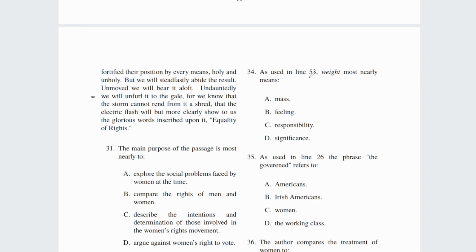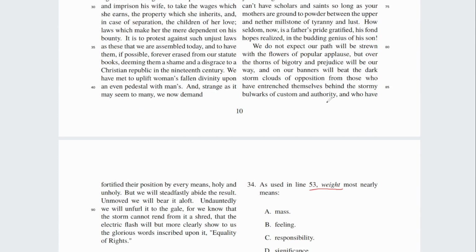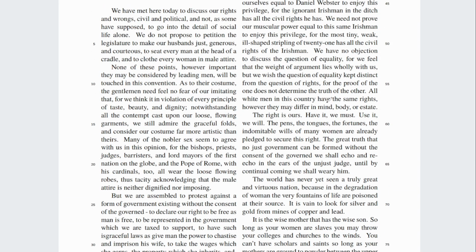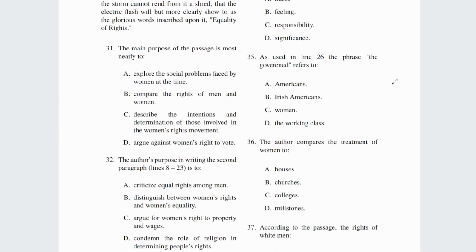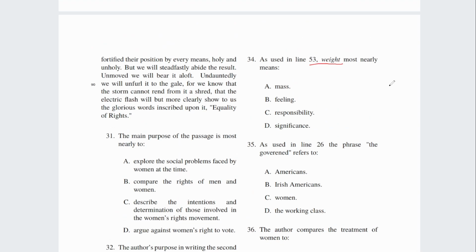So, line 53, the word weight is what we're going for. First of all, line 53, weight. We have no objection to discuss the question of equality, for we feel that the weight of argument lies wholly with us. There's the clause that we're really looking at. There's a comma there, but there's the clause. The weight of argument lies wholly with us. Again, we're not talking about mass, right? We're not talking about the literal meaning of the word weight.